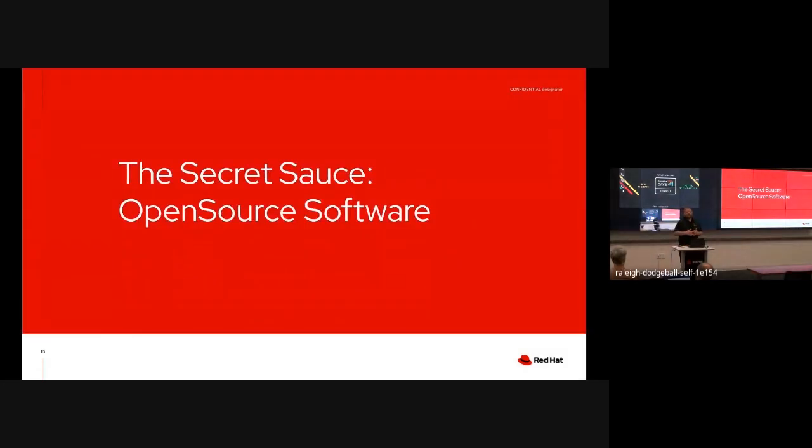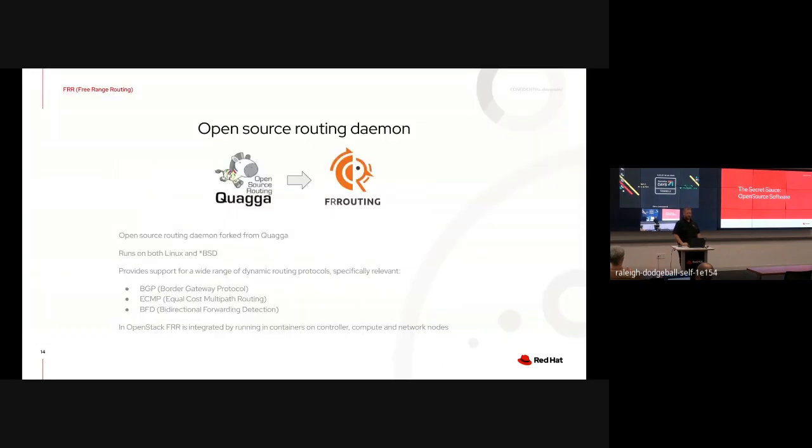What makes this all possible, right? There's one core piece here. Of course, OpenStack is at the core here, but the addition to OpenStack that makes it all possible is an open source routing daemon called FRR. FRR stands for Free Range Routing.